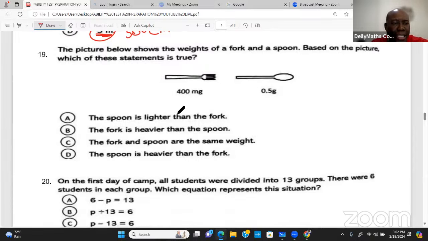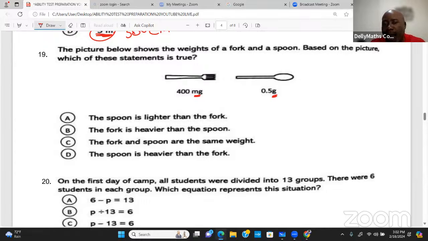Let's keep going. 19 says the picture below shows the weight of a fork and spoon. Based on the picture, which of the statements is true? When you have questions like this, you want to make sure that you're putting everything in one unit. I'm not seeing one unit here because I'm seeing milligram and I'm seeing gram. So either I'm going to convert my gram to milligram or my milligram to gram. You could make up your mind whichever way you want to go.